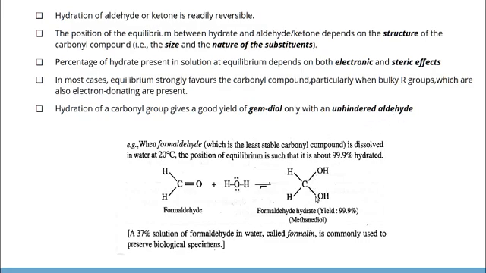So in this case you will get a gem-diol. Gem-diol means two hydroxyl groups are attached to the same carbon atom. Here we will get a good yield because of the unhindered aldehyde. This is a simple aldehyde, formaldehyde. A 37% solution of formaldehyde in water is called formalin.